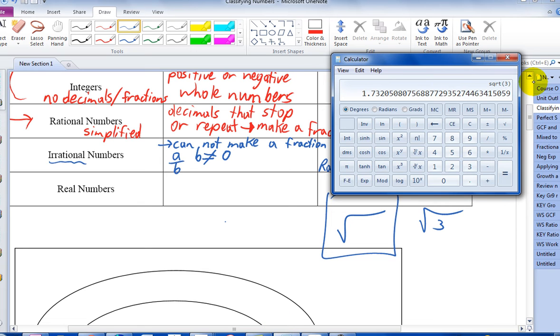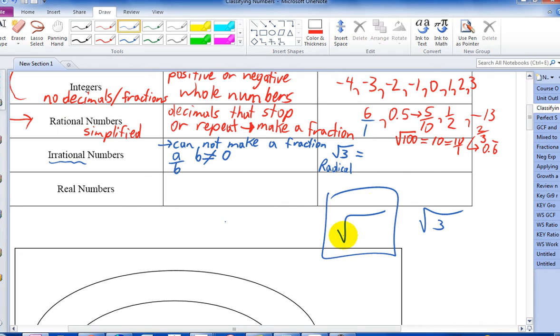Now this one, look at all those decimals. Anything repeating? No. That's why it's irrational. It never stops. It actually goes on forever and ever. What about square root 6?